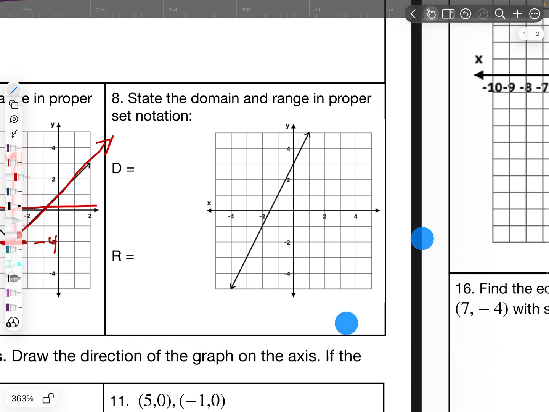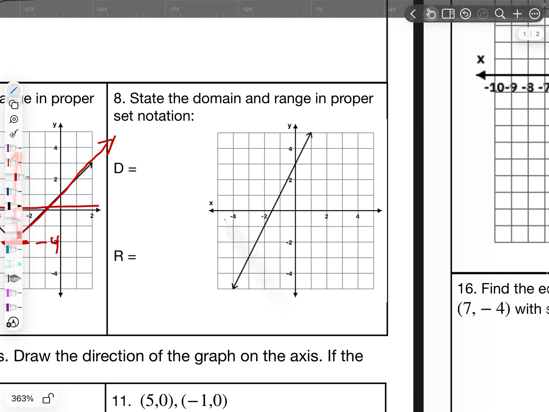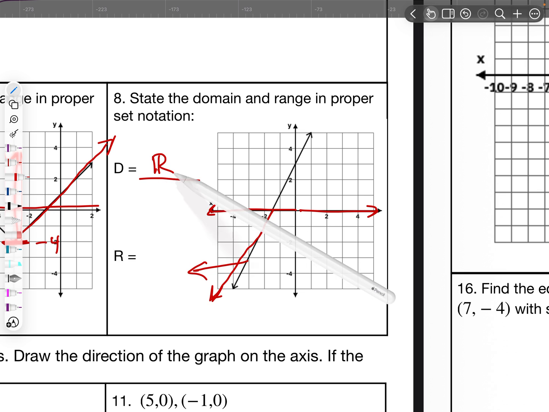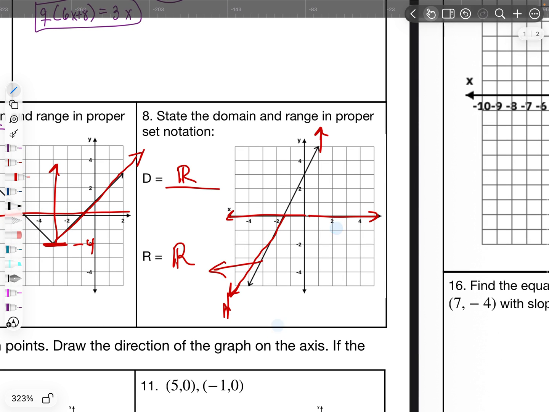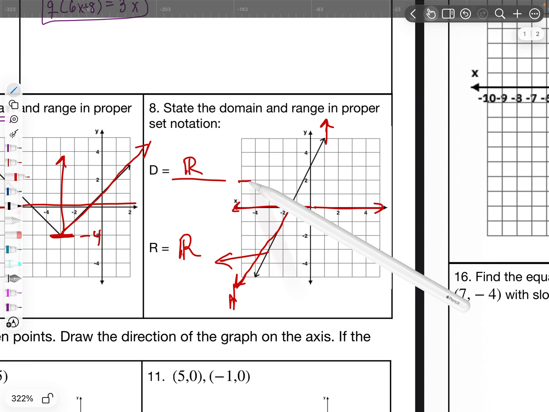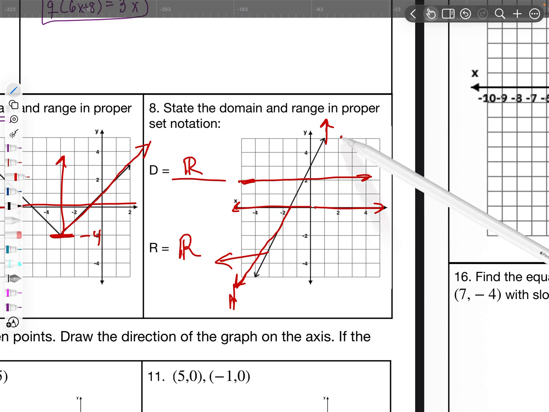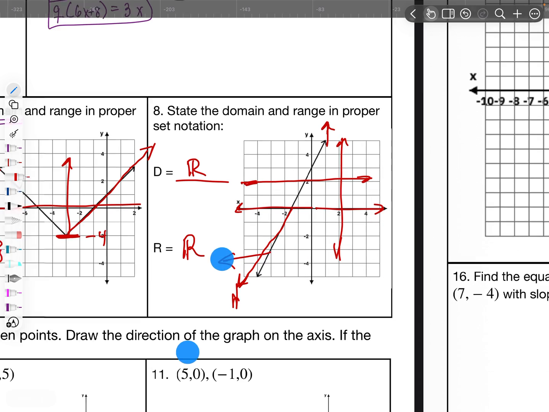Alrighty. Over here, oh, this is a line. So I go left to right, domain. This thing goes forever to the left, right? It's going down, but it's going this way too. So it's going forever that way, it's going forever that way, all real numbers. And it's going up forever and down forever, all real numbers. That's true for all straight lines, unless they're horizontal or unless they're vertical. Then we'd have to think about it a little bit more.